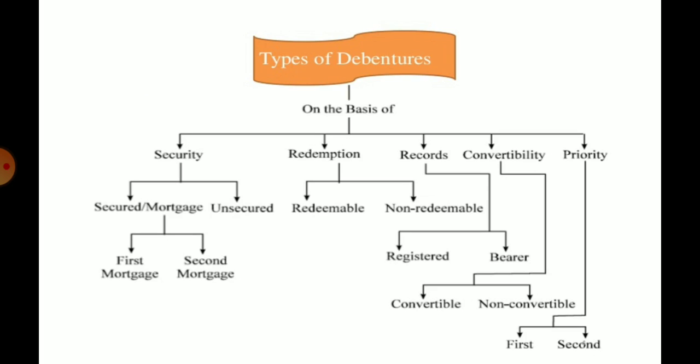There are different types of debenture. First, on security basis, that is secured and unsecured, and under secured there is first mortgage and second mortgage. On the basis of redemption, redeemable and non-redeemable; on record, registered and bearer; convertibility, convertible and non-convertible; and priority, first and second.